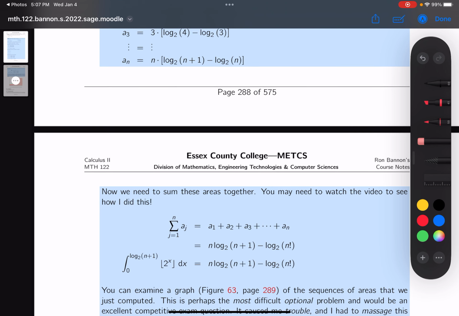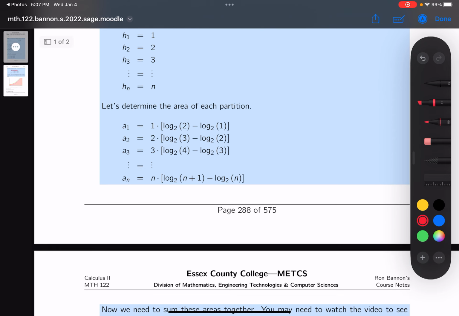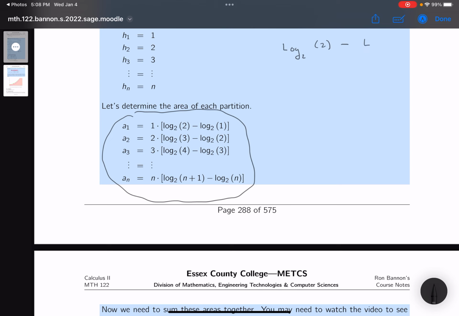Adding them all together, I'll go through that with you. I want to write it down for you, though, and it's really not a bad thing to write down. So I'm going to add all these things together. Just writing it down, what are you going to get? Log base 2 of 2 minus log base 2 of 1. What's next going to be? 2 log base 2 of 3 minus 2 log base 2 of 2. What's the next one going to be? 3 log base 2 of 4 minus 3 log base 2 of 3.